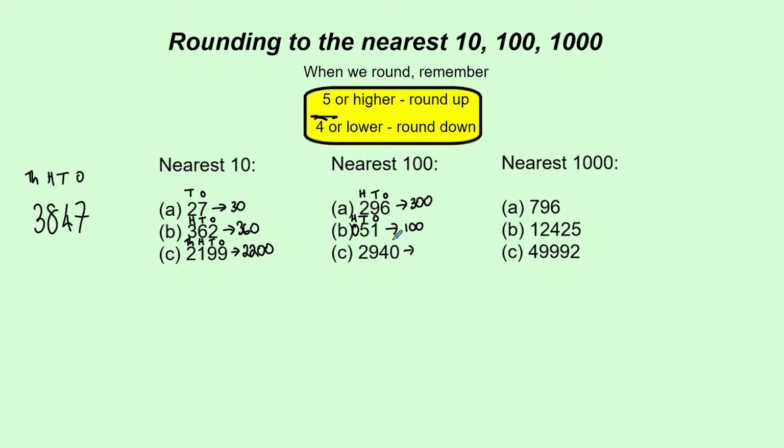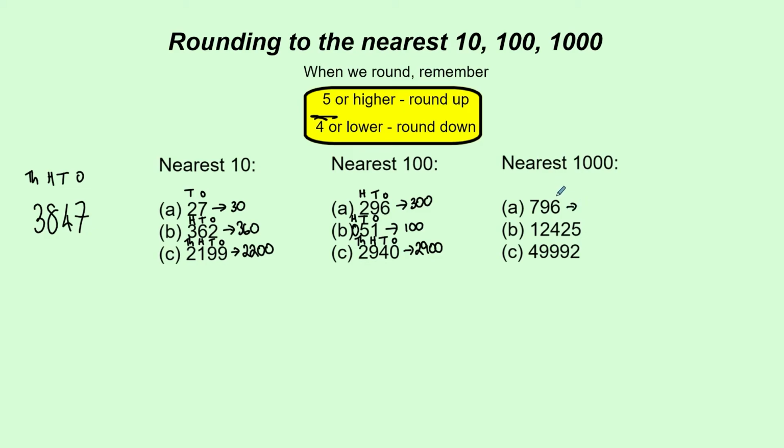And the last one, our ones, our tens, our hundreds, and our thousands. Again, we're rounding to the nearest 100. Looking at the tens number, we're going to be rounding down. That means we're going to go to 2,900. The next option would be 3,000 if we rounded up, but we're rounding down here, so it's going to go to 2,900.